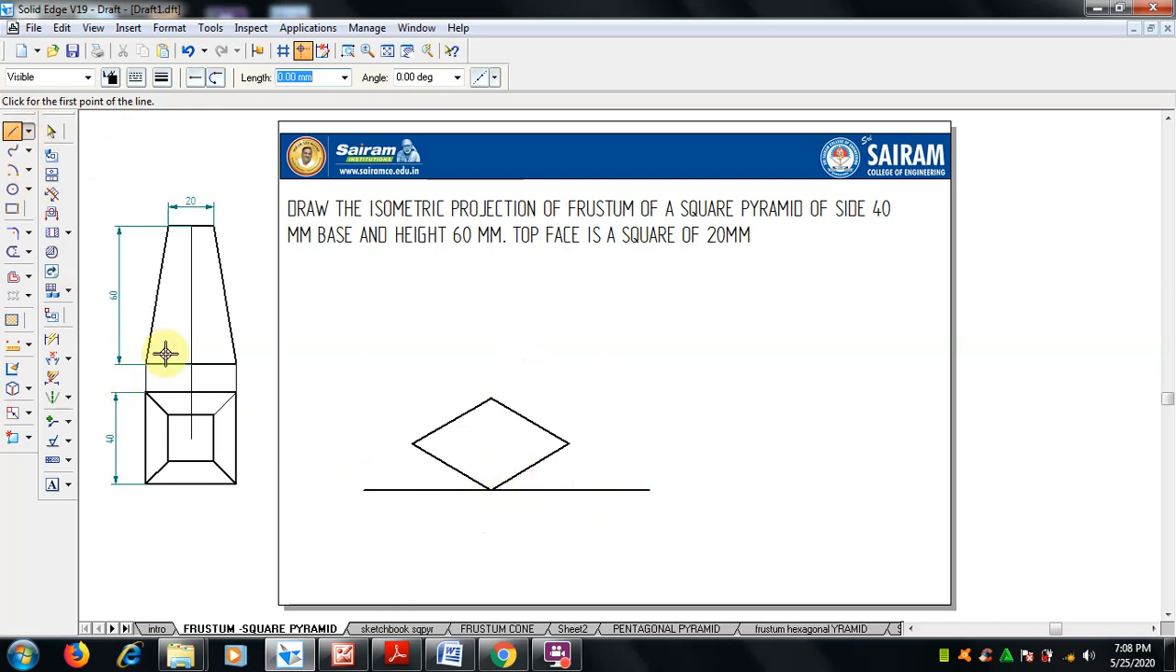Next, height. What is the height? So here again, we have to find the center. You can do it diagonally, or make it from the midpoint of this to the midpoint of this. Draw a line just for our reference, midpoint to midpoint. So this is the center. What is the height? Height is 60. So height 60, at 90 degrees.